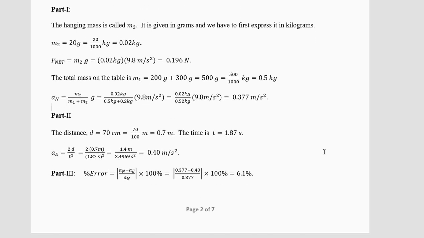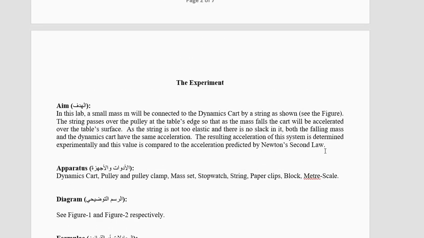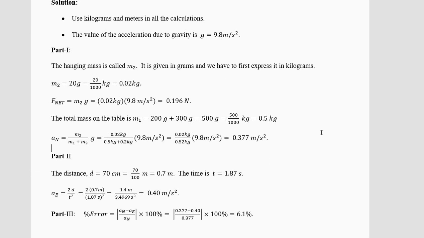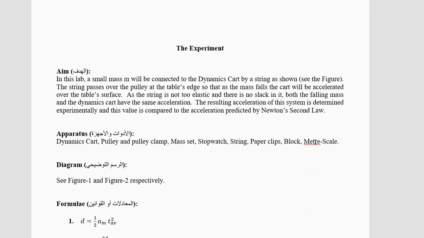So now let's look at the experiment. The aim of this experiment is to calculate AE. E means experiment, AN means Newton. So you calculate AN just like your part 1, AE like part 2, and the percentage error like part 3. The aim of this experiment is to use the dynamics cart and see how the two results compare, AN and AE, and calculate the percentage error.